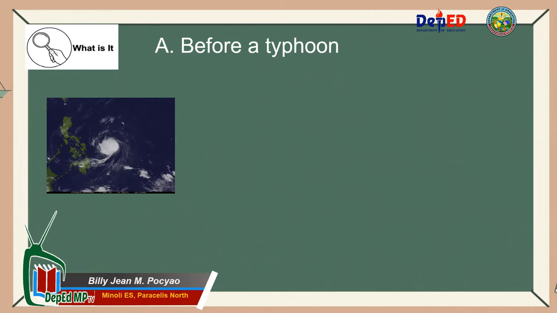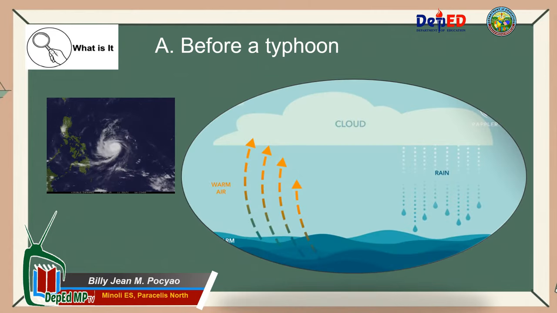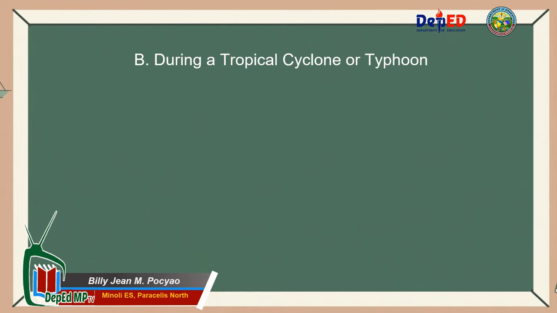Before a tropical cyclone, or commonly known as typhoon, high clouds are observed in the sky. The air is dry and cold, since most of the warm air has already risen. The relative humidity or moistness of air is high. The wind blows gently and scattered rain showers may occur.